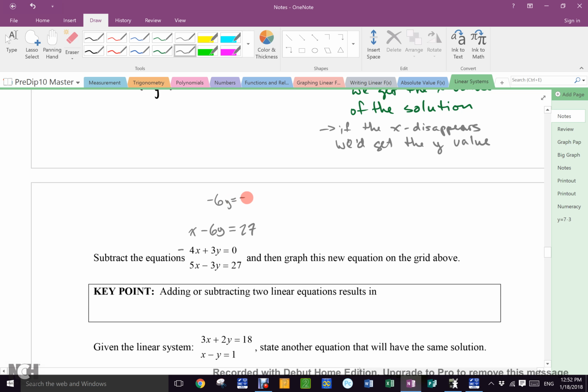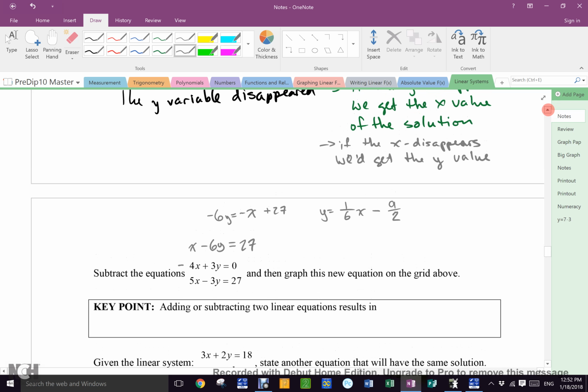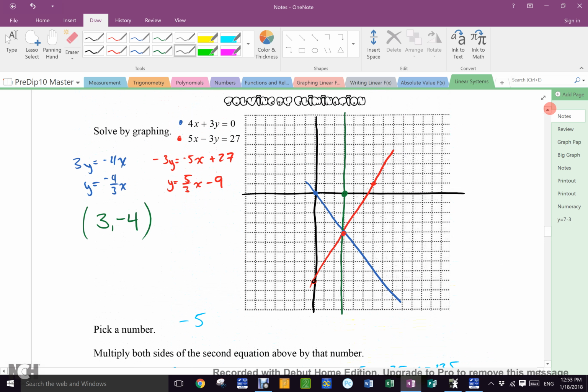To graph that, what do you have to do? Negative 6y equals negative x plus 27. y equals 1/6 x minus 27 over 6, which is 9/2. Everyone agree? Now, if I graph that, 1/6 x minus 9/2. Minus 9/2 is my intercept, which is minus 4.5. Everyone agree? And I go up 1 and right 6, yes?